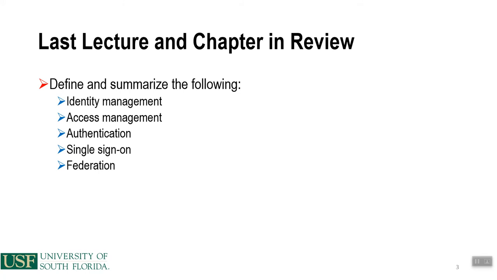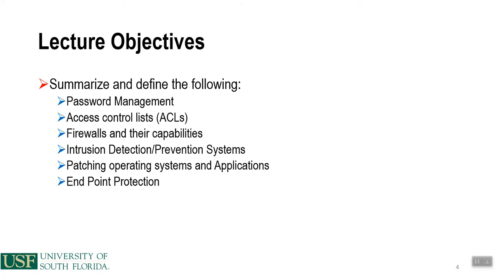Say that there's a person that is working at a university and a startup. If the person wants to get access to the startup's resources, the startup can go ahead and verify with the university that they are still a university employee, and so on. So in this lecture, we're going to continue with controls, and we're going to summarize and define the following. We're going to start to get into password management. So last lecture we talked about passwords and the different types of passwords that could exist, the complexity of them and that type of thing.